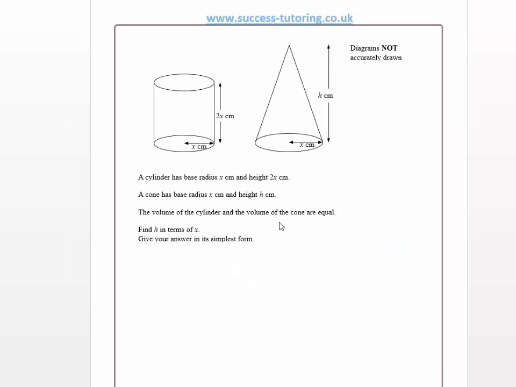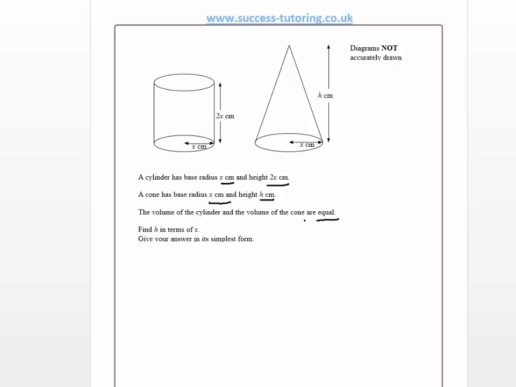Okay, so let's try this question now. This is very similar to the previous question that we've just done. We've got a cylinder and we've got a cone. It says here, a cylinder has a base radius x centimeters and a height 2x centimeters. A cone has a base radius x centimeters and a height h centimeters. The volume of the cylinder and the volume of the cone are equal.